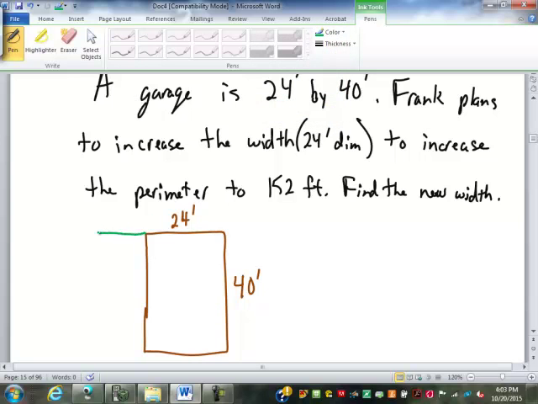Now it doesn't matter which side we go off of. I'm going to go off this side here by a certain distance. I'm going to call that distance X. Of course, this is still 40 over here.